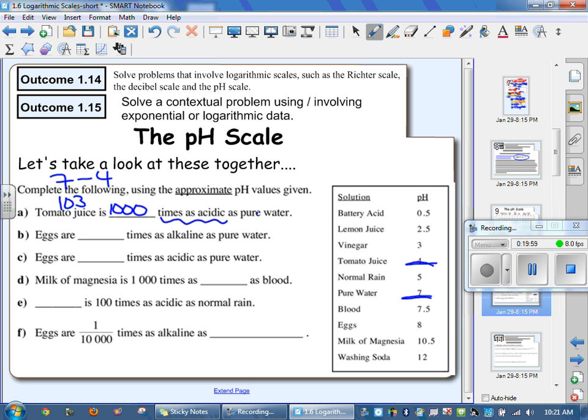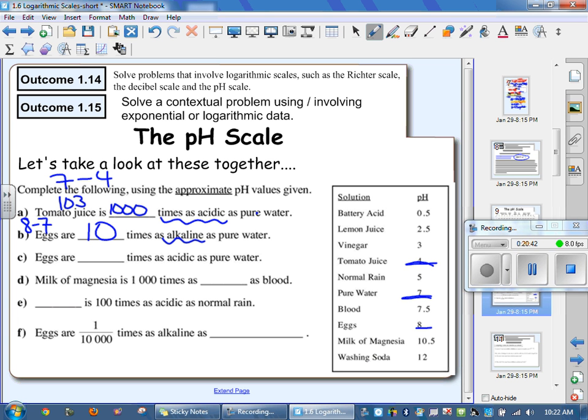Now let's do the same thing with eggs. Eggs: how many times as alkaline is it as pure water? So we want eggs and pure water. Now we have eggs 8 and pure water 7. So we're going to take 8 subtract 7. How come? Because we're comparing the alkalinity. So 8 subtract 7 is 1. So it's 10 times as alkaline as pure water, meaning it's more basic, it's more alkaline. And we know that just by looking at the chart. Pure water has a 7, and eggs have an 8.